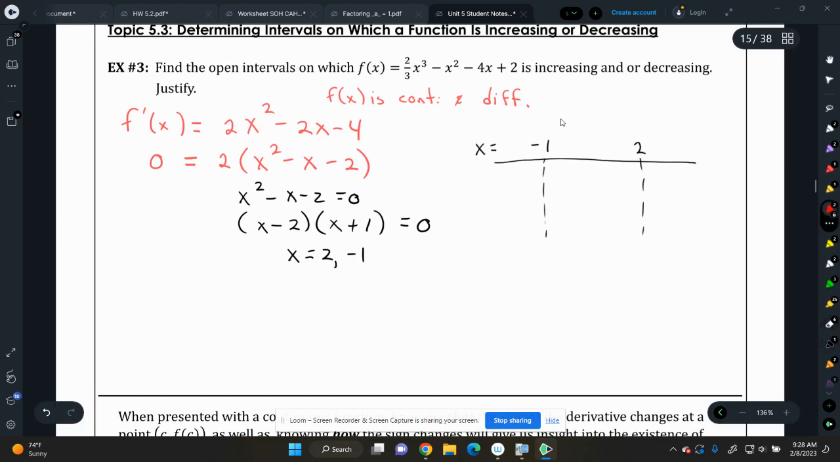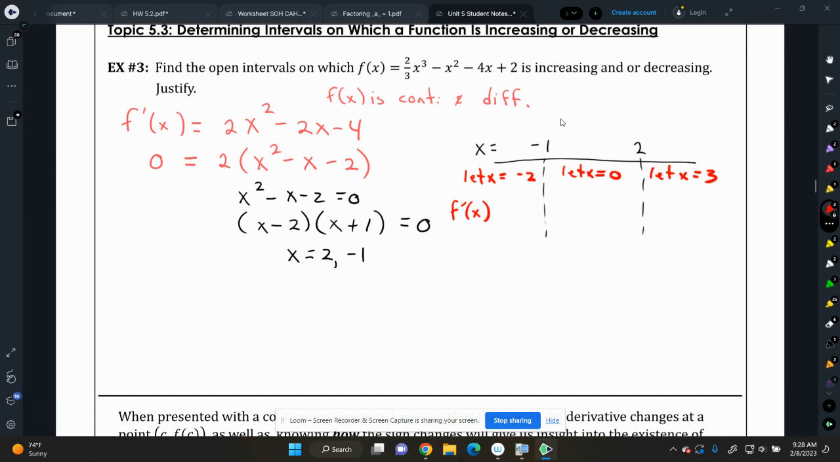So let's look at some values here. I'm going to say let x equal negative 2. And here I'm going to say let x equal 0, and let x equal 3. These are the values I'm going to examine. So we're going to look at f prime. What is f prime doing when x is these numbers?